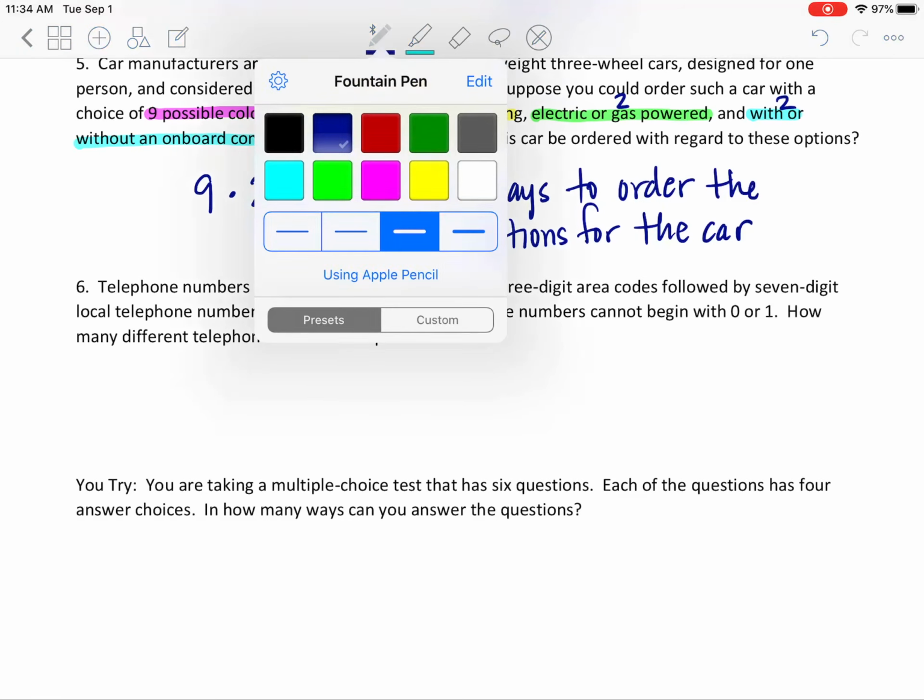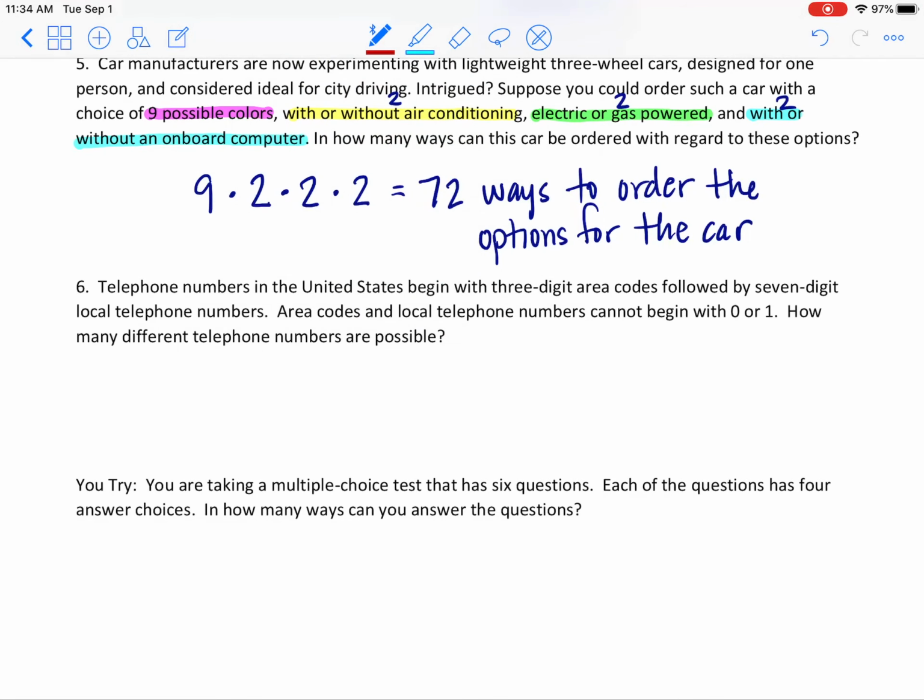So think about your options, right? Numbers could be 0, 1, 2, 3, 4, 5, 6, 7, 8, or 9. You could put anything in a spot, right? That's 10 digits that we could be looking at. Now when we're creating a telephone number in the United States, it says there's a 3-digit area code and then a 7-digit phone number.